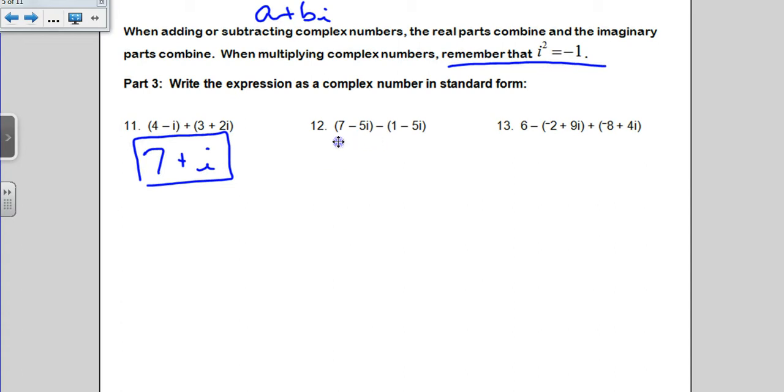So this time we're subtracting. 7 minus 1 is a 6. Careful here, negative 5i minus a negative 5i is really negative 5 plus 5, which just ends up canceling out. So in this case, our answer came out to a whole number 6. And here on number 13, we've got a real part of 6 minus negative 2 plus negative 8. Well, 6 minus negative 2 is really an 8, and then if I add a negative 8, they end up just kind of canceling out. So for the i's, we've got, careful, there's a negative out in front, negative 9i plus 4i, so we end up with negative 5i.